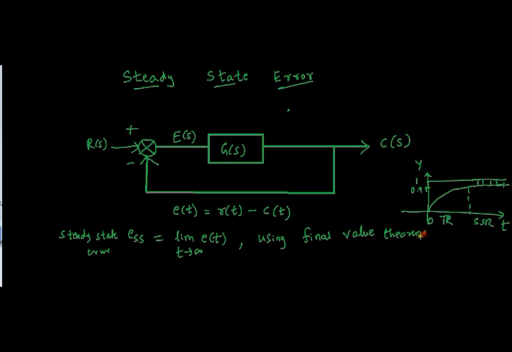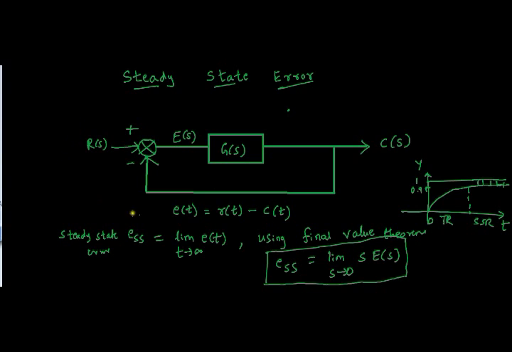Using final value theorem, the steady state error e_ss is equal to the limit of s tends to 0 of s E(s), because most of these control systems are represented in the s domain. So it will become easy for us to calculate steady state error with the help of the s domain. So this formula will be very useful for us. This is the formula for steady state error.